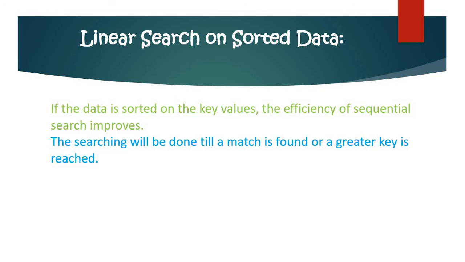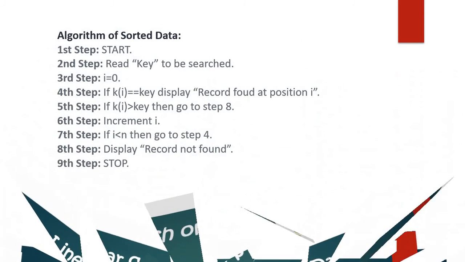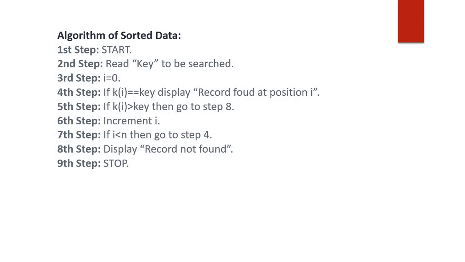Now, next part, linear search on sorted data. If the data is sorted on the key value, the efficiency of sequential search can be improved and the searching will be done till a match is found or a greater key is reached. This is the algorithm for sorted data.